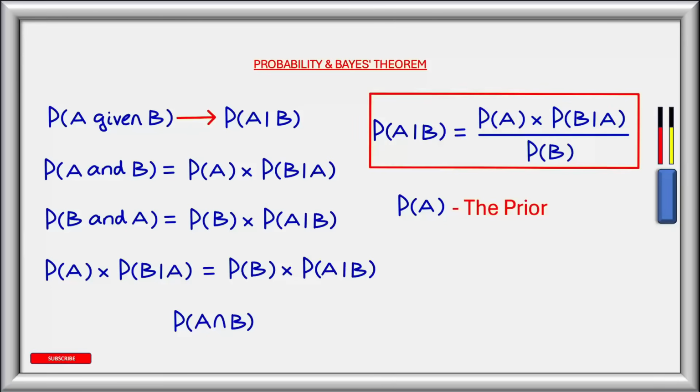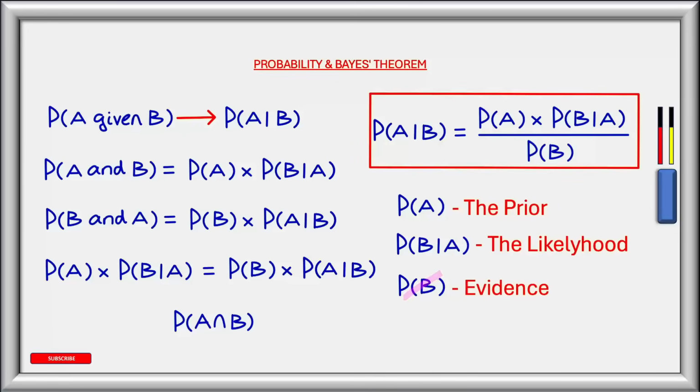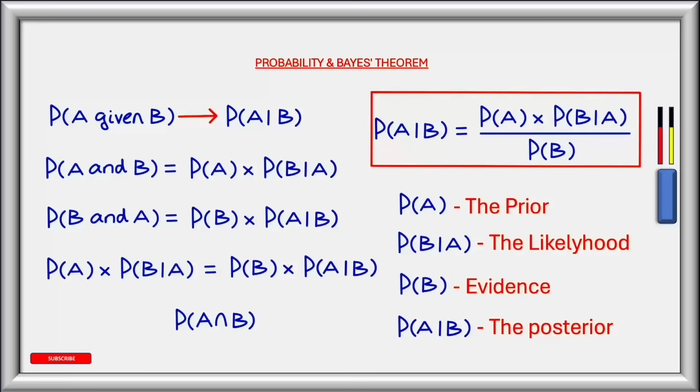Now if we look at the constituent parts of this formula, the probability of A is known as the prior probability, and it's what you believe before seeing any evidence. The probability of B given A is known as the likelihood, as it's the probability of B happening given that A definitely happened. The probability of B is known as the evidence, and it's the overall probability of seeing that evidence at all under every possible scenario. And the probability of A given B is known as the posterior probability, and it's the probability of A happening given that B has definitely happened.